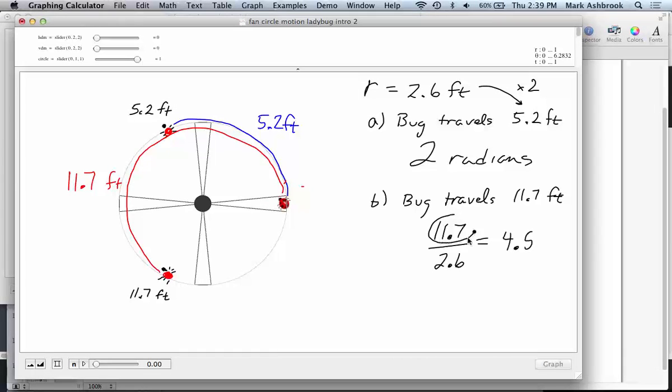Yeah, so we're going to take the whole arc length, 11.7, and break it up into lengths of 2.6. And we're asking how many do we get? How many lengths of 2.6 do we get to make it around 11.7 feet? That's exactly what division does, right? 4.5 radians.